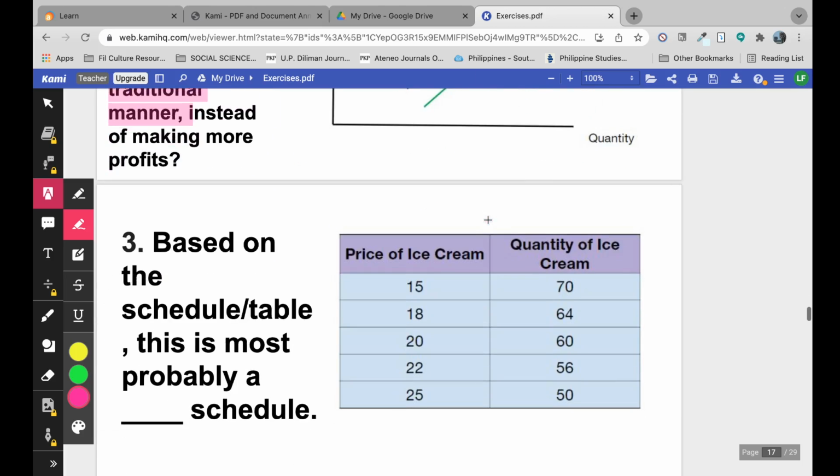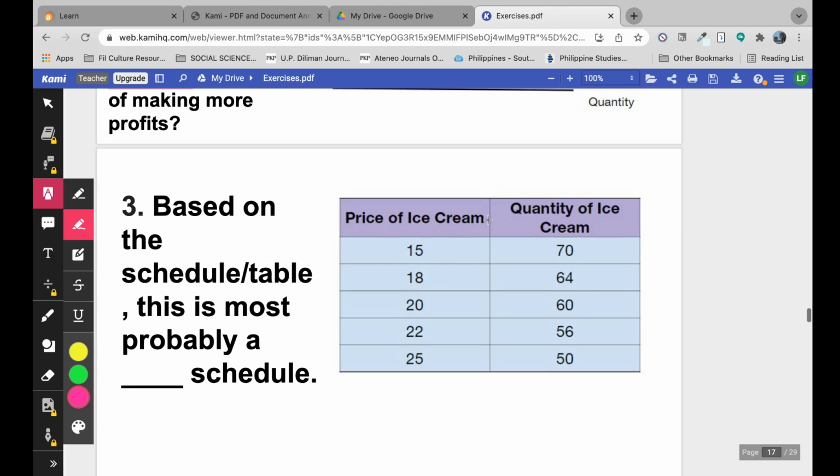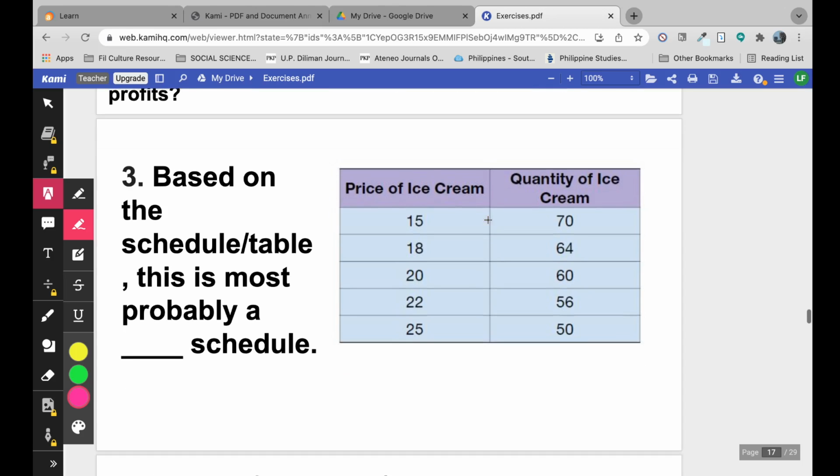Okay, so here we have this question. Based on the supply schedule or table, this is most probably a blank schedule or table. So first, look at the values here. You have your two variables, price and quantity of ice cream. Look at the relations between these two variables and try to figure out if this shows supply or demand relationships. Okay, so pause the video.